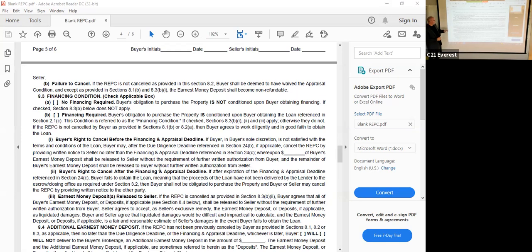First part is going to talk about 8.3BI. This entire paragraph says, if you end up canceling the contract after the due diligence deadline, but you cancel it before the finance and appraisal deadline, then whatever dollar amount is in that field will be given to the seller.